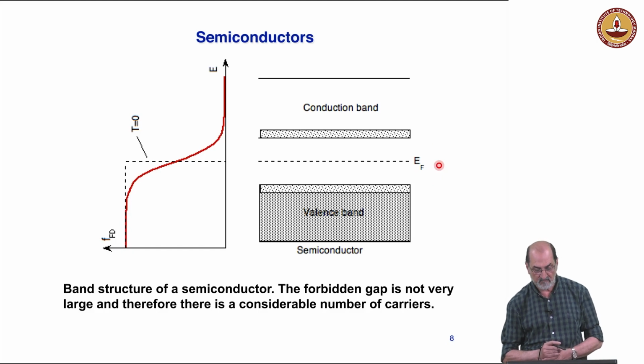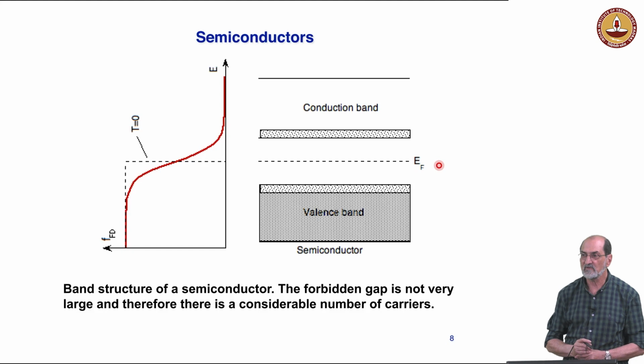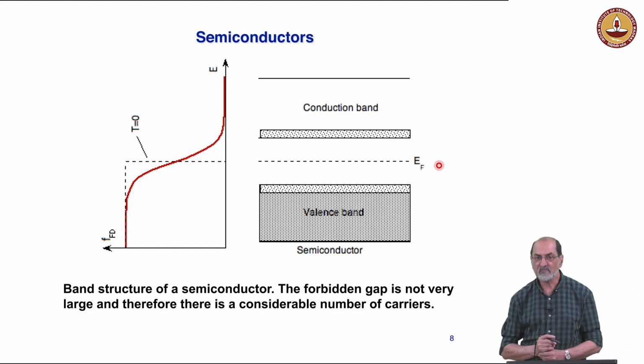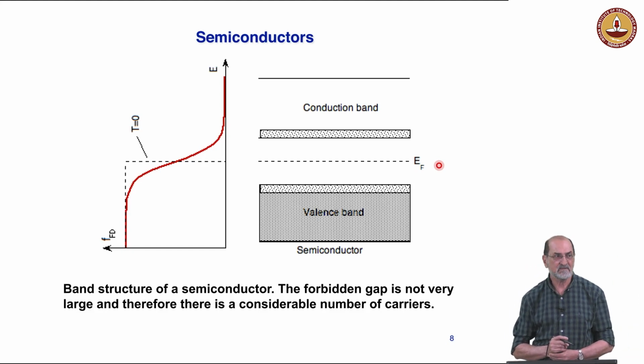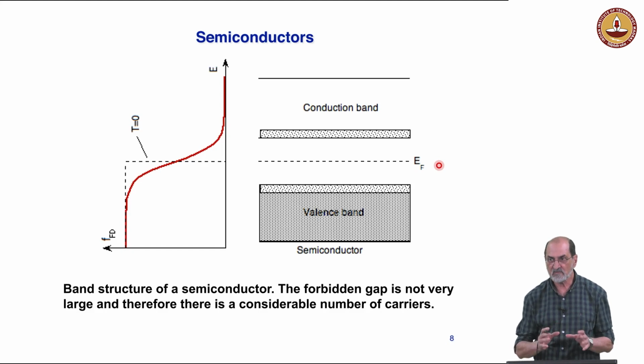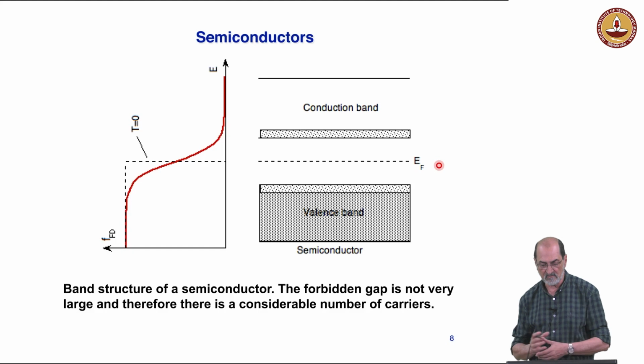So we have carriers. What we are describing is an ideal semiconductor, also called an intrinsic semiconductor, where it's just perfect. We don't have any kind of defects, any kind of extra atoms, just the atoms that form the crystal. That's it.